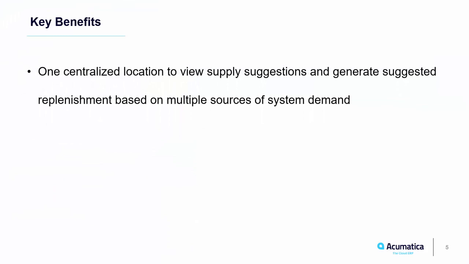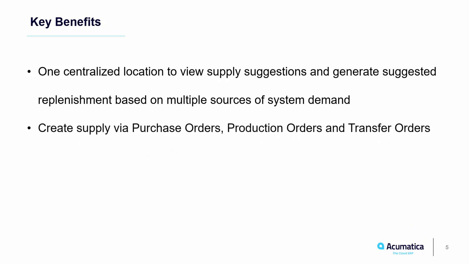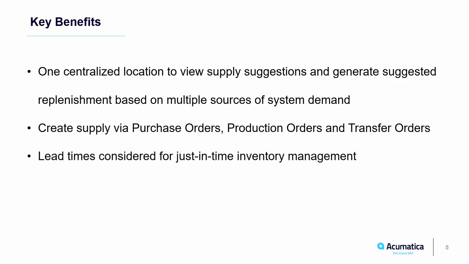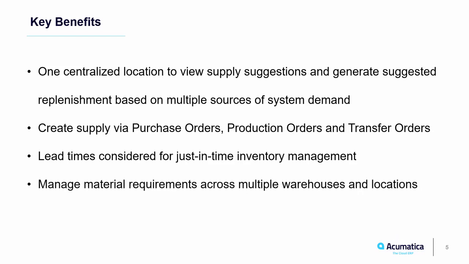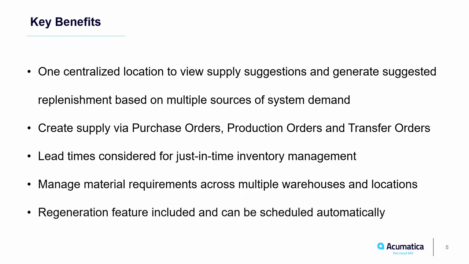Acumatica's MRP module provides one centralized location to manage supply and demand. You can create purchase orders, production orders, and transfer orders based on multiple sources of system demand. Lead times are considered for just-in-time inventory management, helping you to keep your facility lean. You can manage material requirements across multiple warehouses and locations, and use our built-in regeneration feature, which can be scheduled automatically.